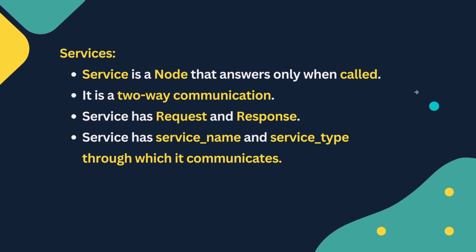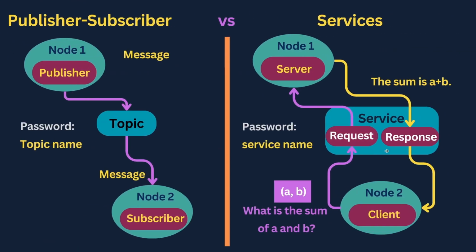And it needs to have a request and a response. So the client will request to the server and the server will provide the response to the client. That's how the communication works. And then the service has a service name and a service type. Both the client and server should know the service name and service type so as to have a two-way communication between them. And let us see how they are different from publisher and subscriber.